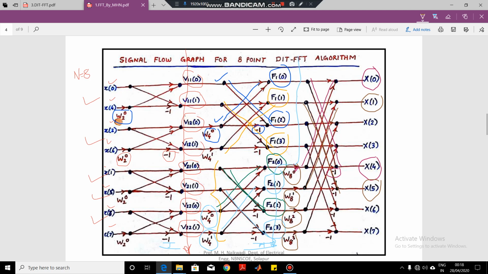So this way if you go on combining here, then we will get this output and then this output, and finally we will get this output and this output. So the important thing here is that this is called the third stage output. So this is the third stage output and this is our final output.